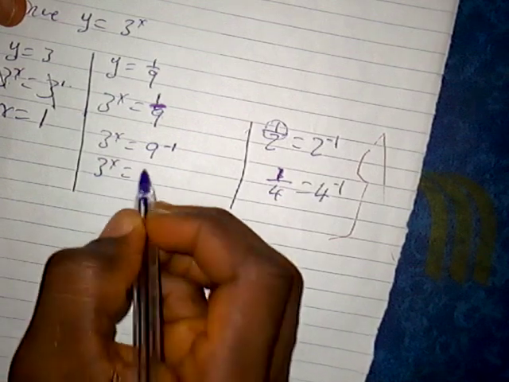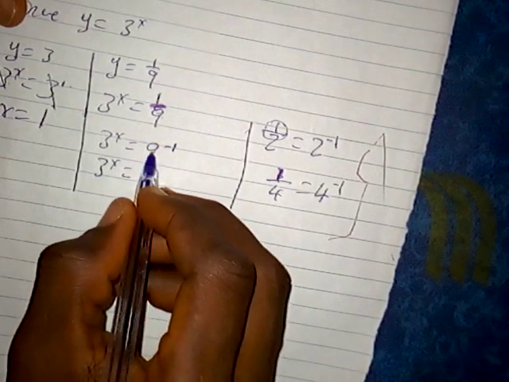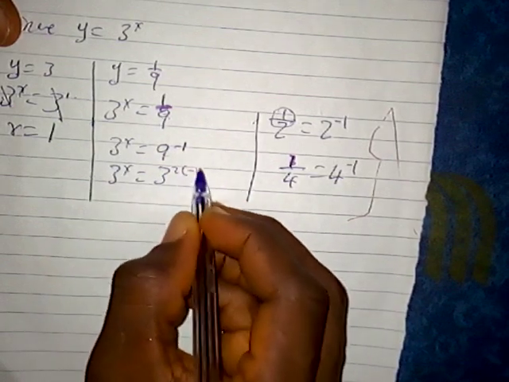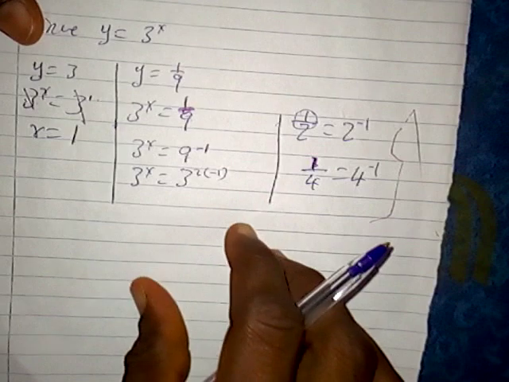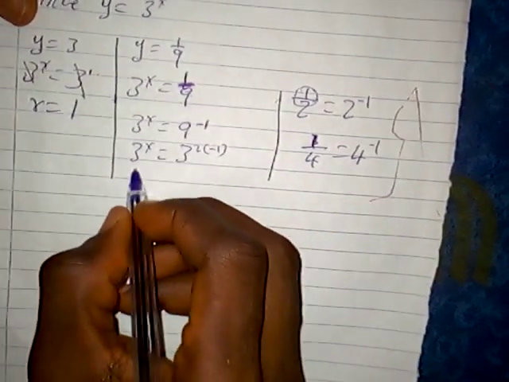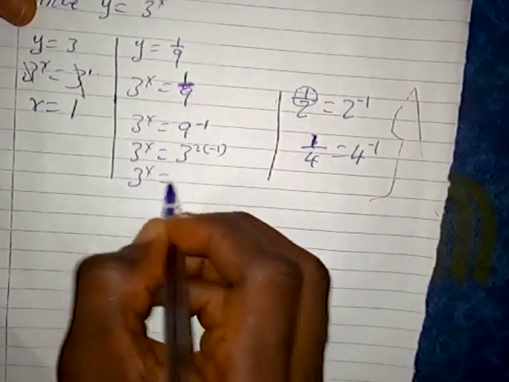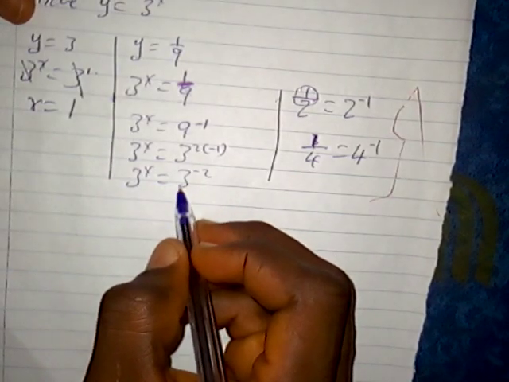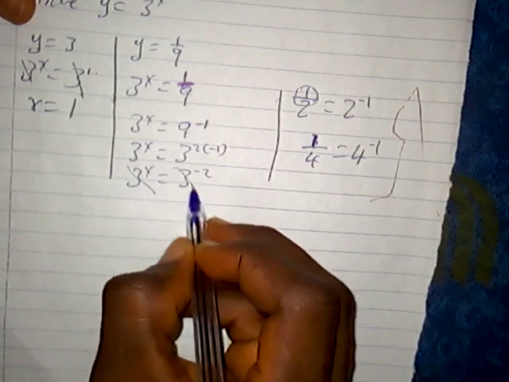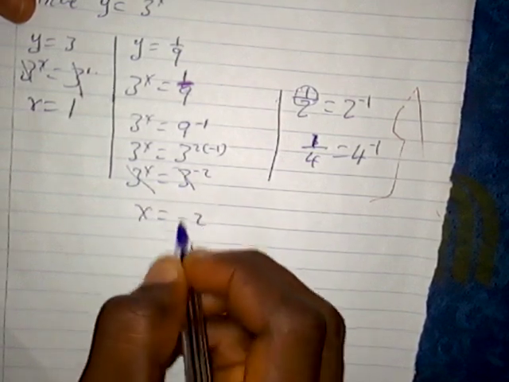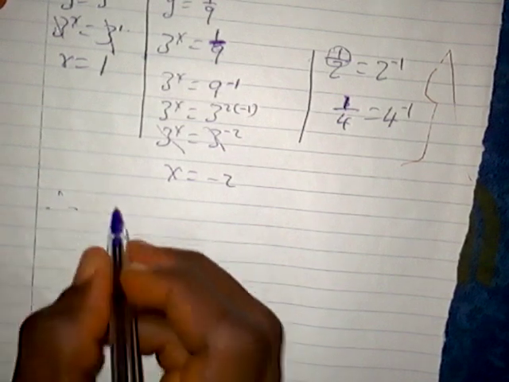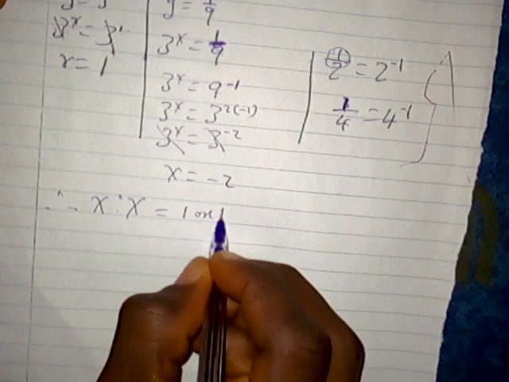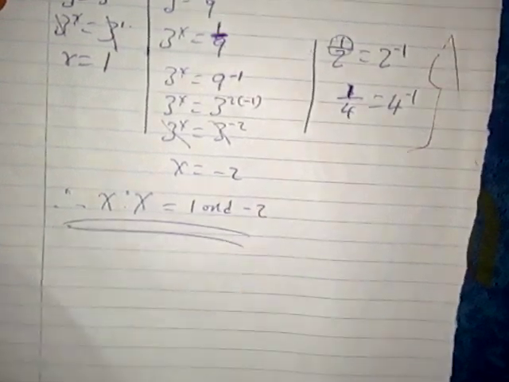So 3 raised to the power x equals to, we simplify 9 into the basic term, which is 3 raised to the power 2. 3 raised to the power 2, bracket, minus 1. These two meet this one there. Right? What is the next step? So 3 raised to the power x equals to 3 raised to the power minus 2. Now the bases are the same, in exponential, we cancel the base and equate the powers. So x equals to minus 2. So what are the values of x? Therefore the values of x, right, are 1 and minus 2. You see?